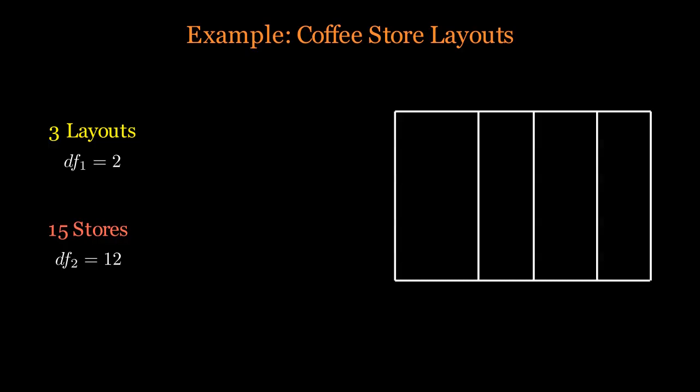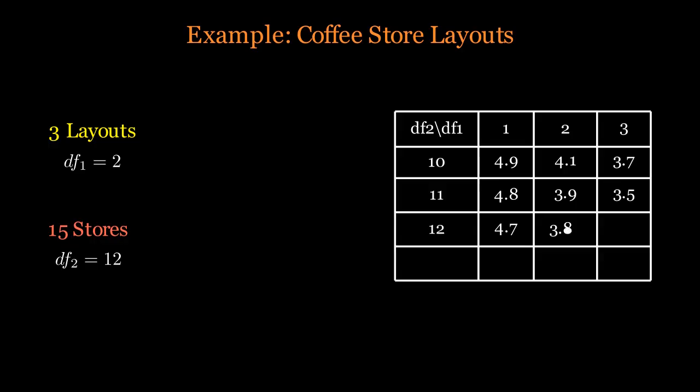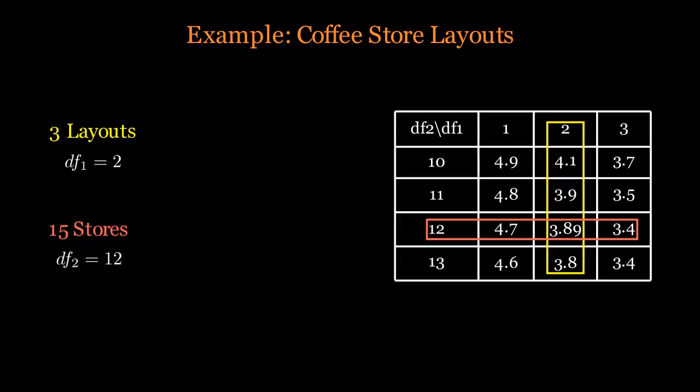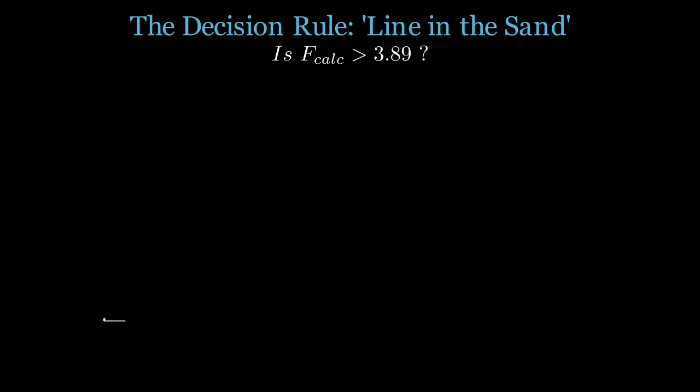Let's look at a practical everyday example. Imagine a coffee chain testing 3 different store layouts to see if they affect customer stay time. They sample 5 stores per layout for a total of 15 stores. Here, df1 is 3 minus 1 equals 2, and df2 is 15 minus 3 equals 12. If we choose an alpha of 0.05, we find the intersection of column 2 and row 12 in the table. The value we find is our critical value.